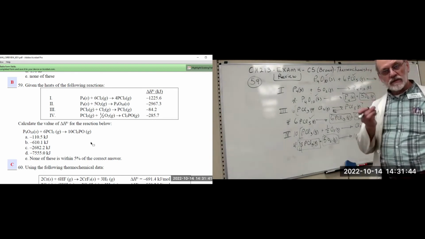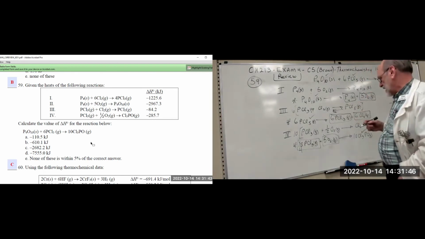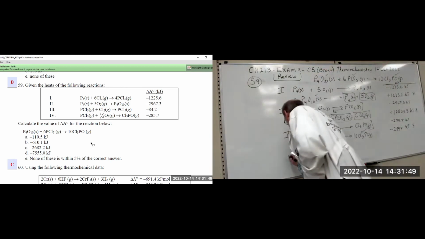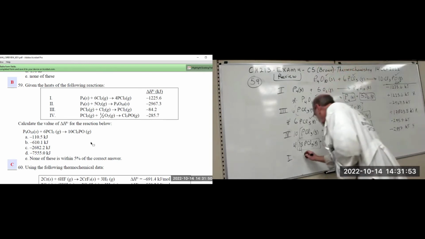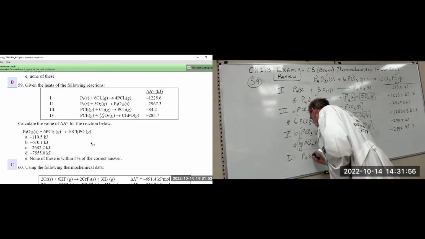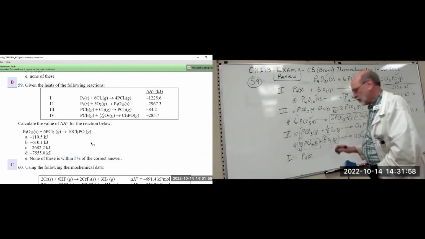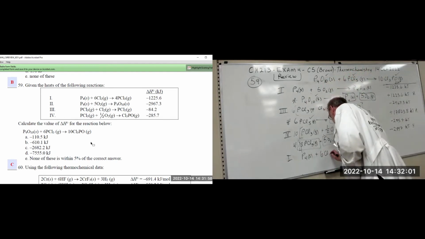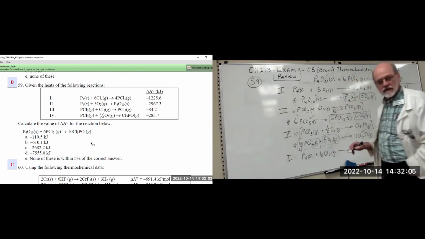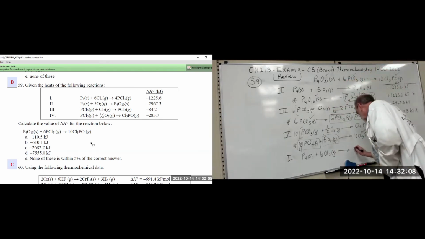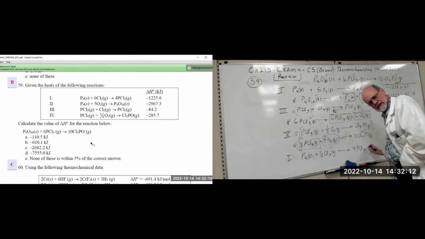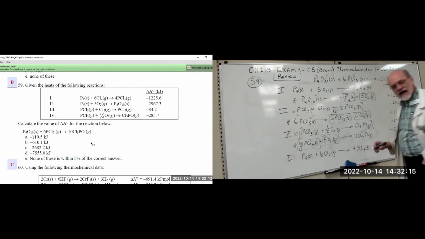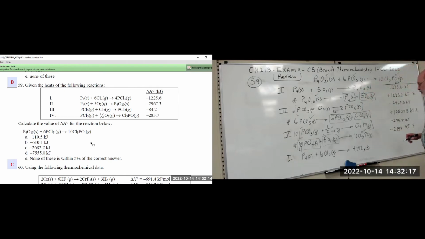All right. So now we go back to Roman numeral 1. And Roman numeral 1 says P4 solid plus 6Cl2 gas yields 4 PCl3 gas. And the enthalpy change there is 1225.6.